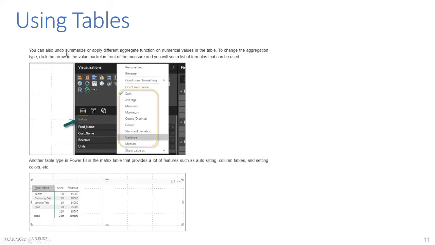You can also summarize or apply different aggregate functions on numerical values in the table. To change the aggregation type, click the arrow in the value bucket in front of the measure and you will see a list of formulas that can be used. Another table type in Power BI is the matrix table that provides a lot of features such as auto-sizing, column tables, and setting colors, etc.